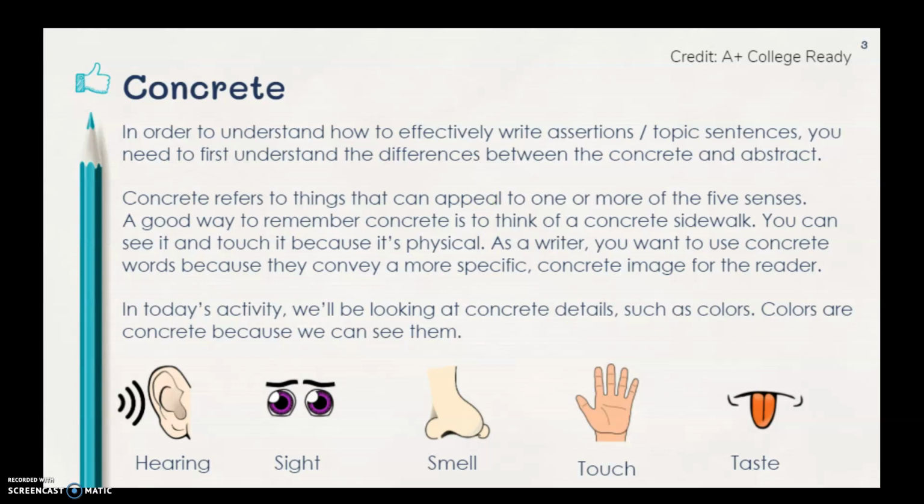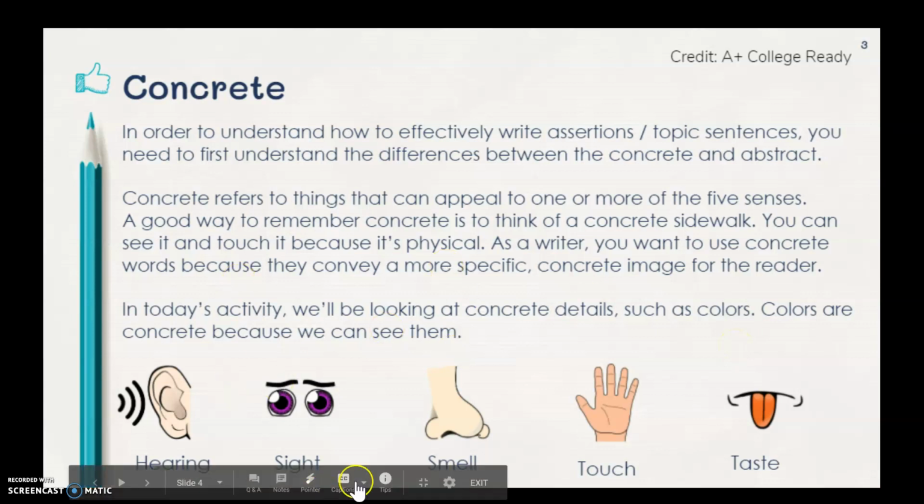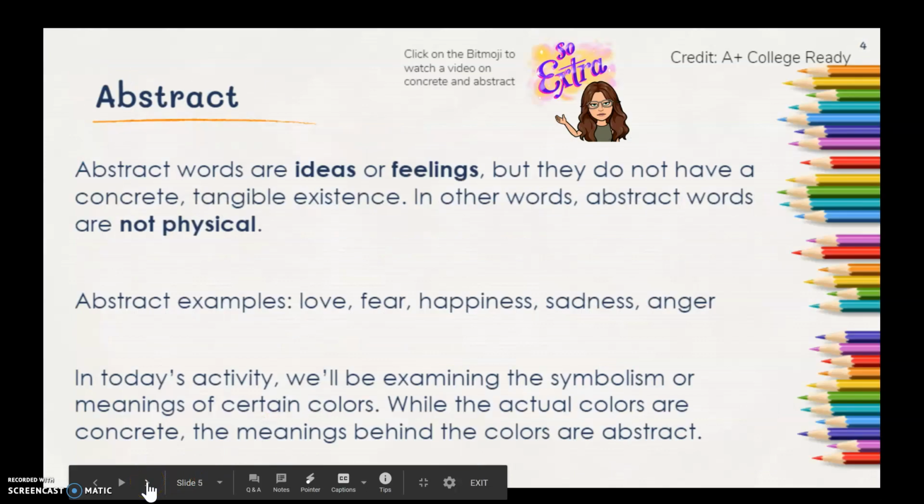And as a writer, you want to use concrete words because they give the reader a more specific, concrete image. Your job as a writer is to paint a picture in your reader's head. And so you use those concrete words to give them a very clear picture. So in today's activity, we're going to be looking at concrete details that we can see. Things like colors. Colors are concrete, again, because they appeal to our sight, one of the 5 senses.